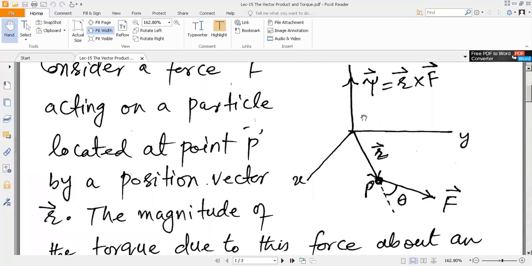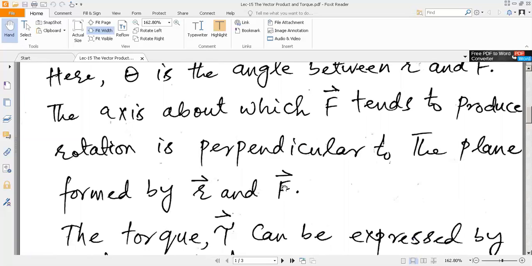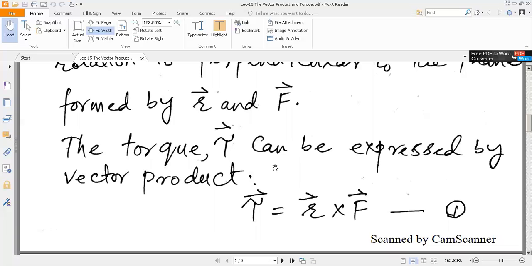We can see here that due to this applied force, the rotational effect will be about the z-axis. Hence, we can say that the turning effect will be along the z-axis, and that axis is perpendicular to the plane formed by these two vectors, the r vector and the f vector.